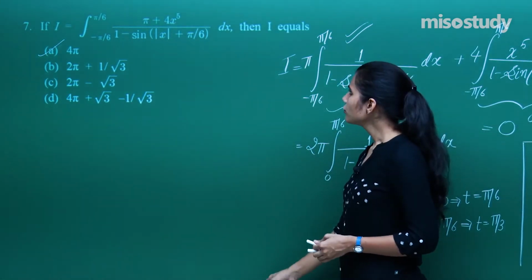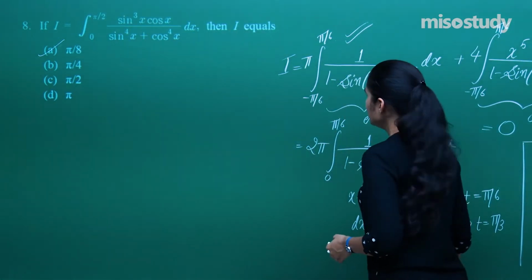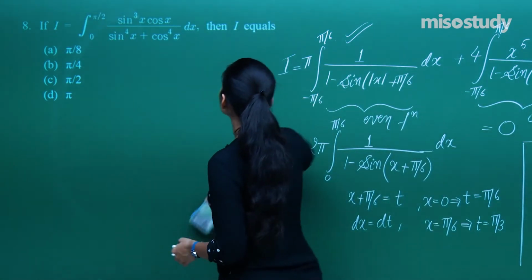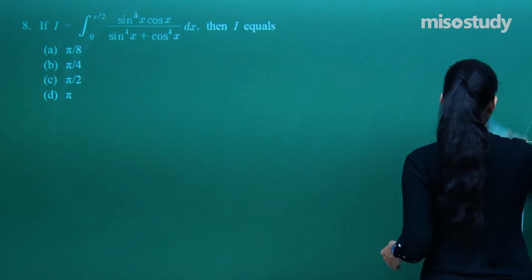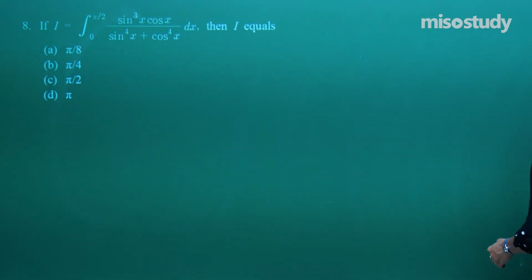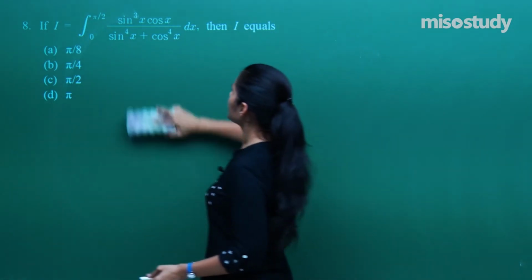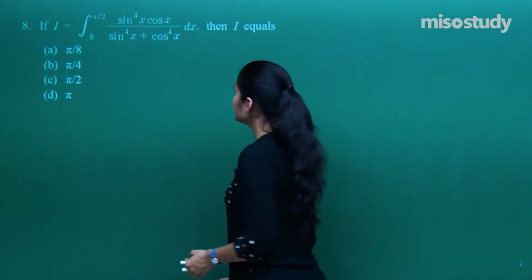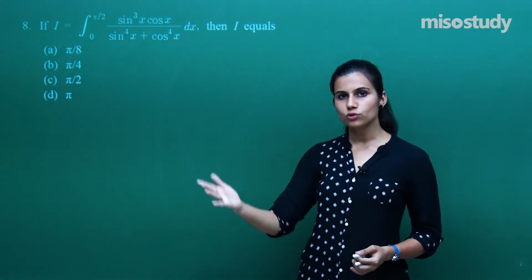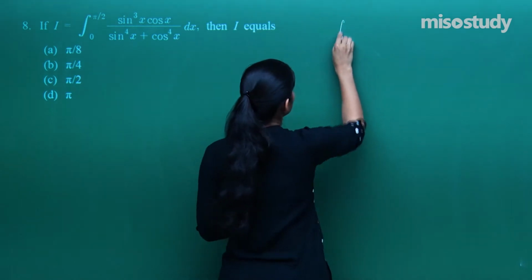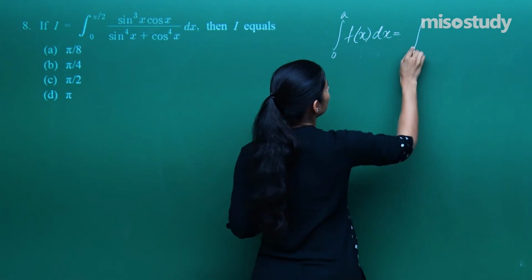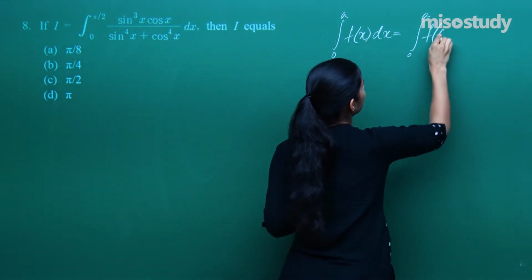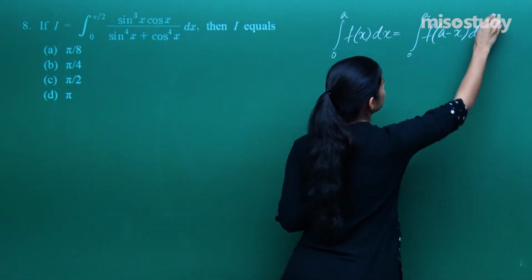Cool enough? Moving on to the next integral, we have 0 to pi by 2 sine cube x into cos x upon sine 4x plus cos 4x. Let's talk about this now. Okay. Now in here there is one very natural thing which I would like to apply, because the integral is from 0 to something. What is that property? 0 to a f(x) dx is equal to 0 to a f(a minus x) dx.